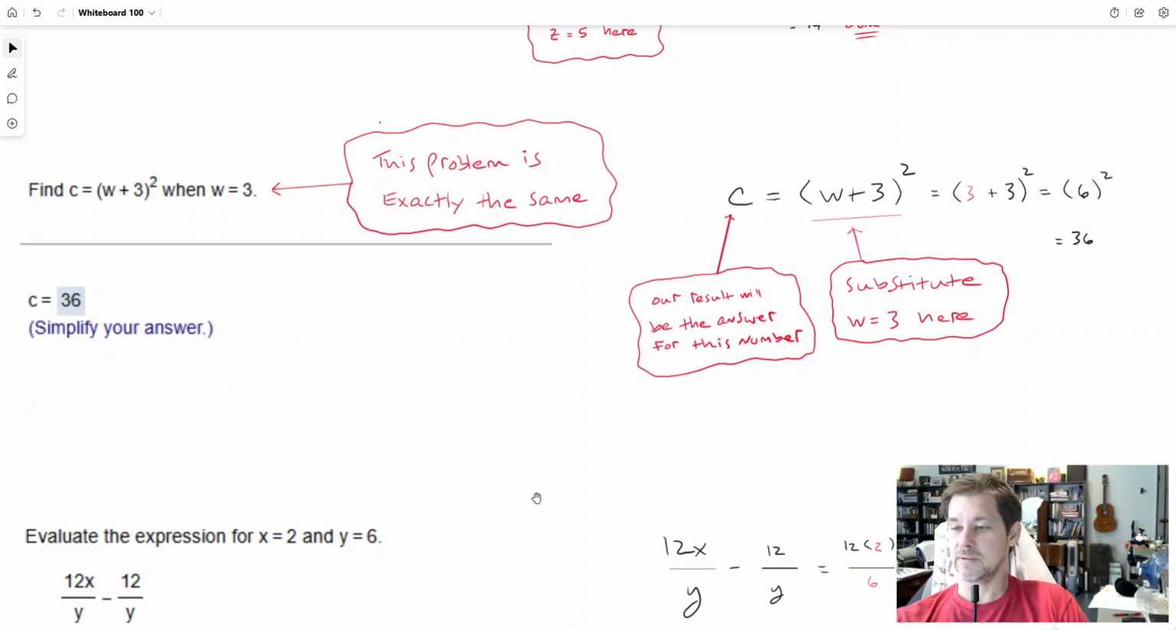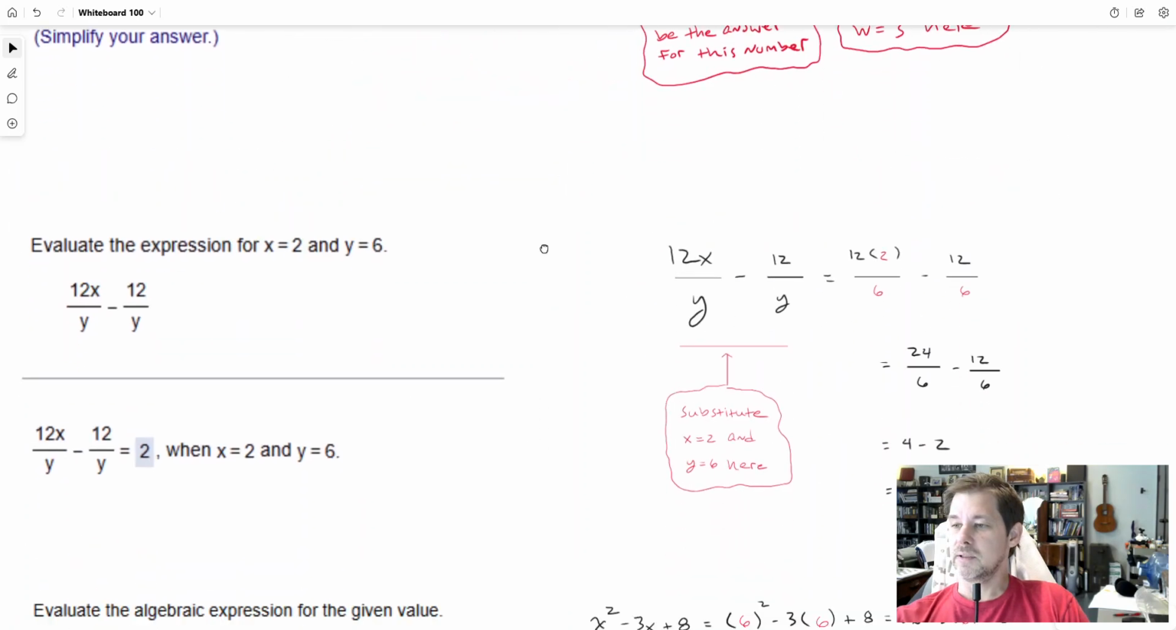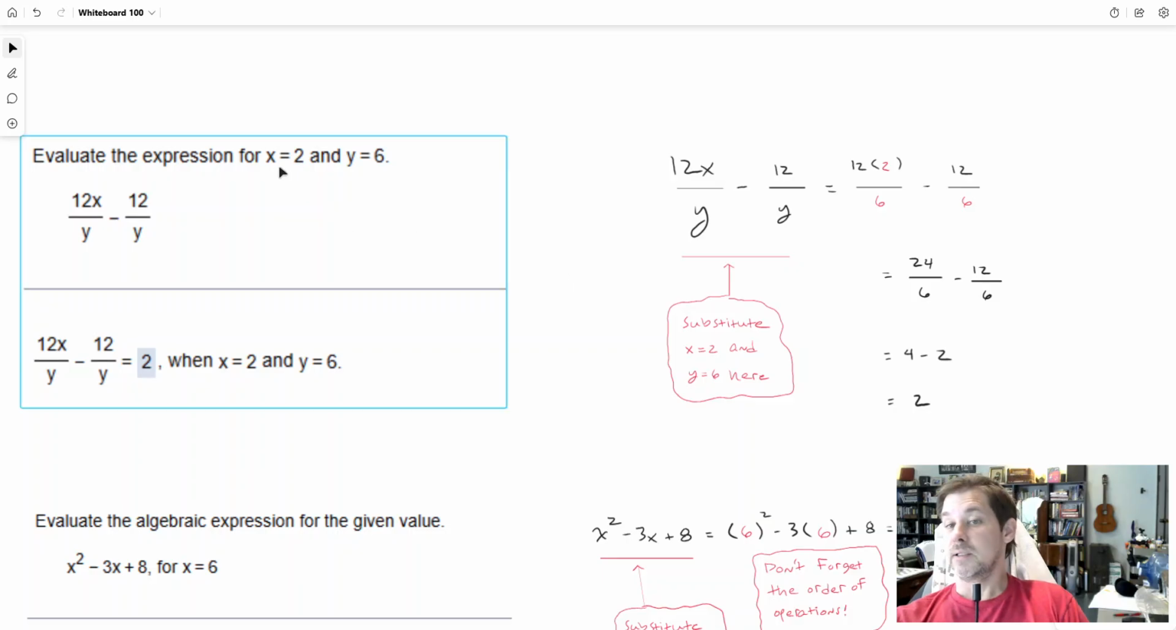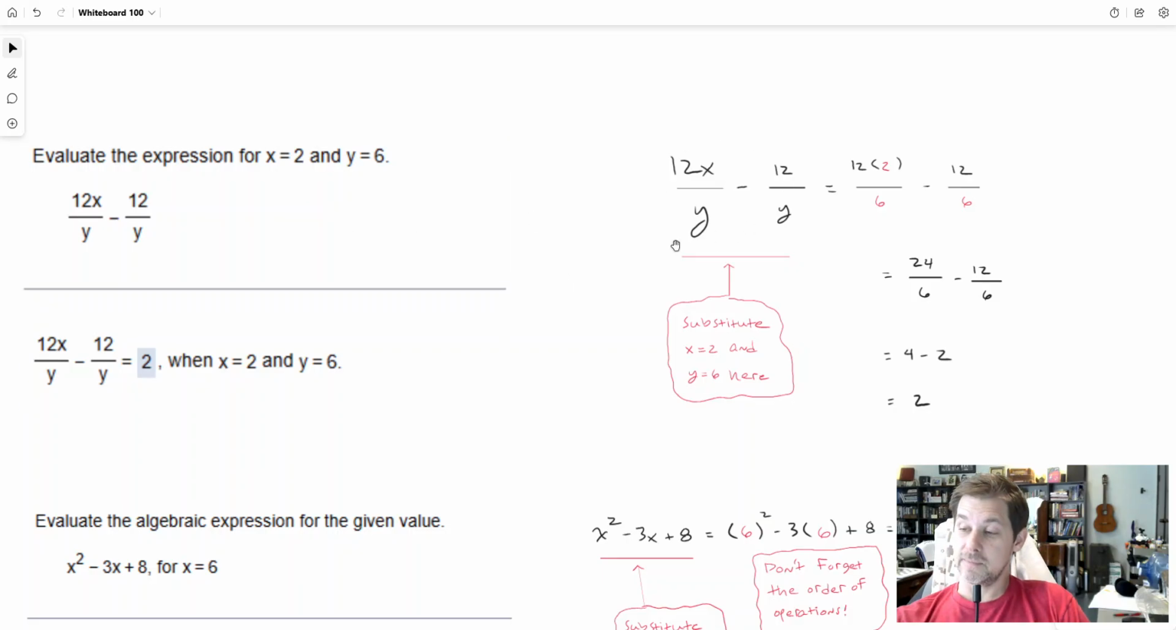Okay, so let's look at more. What about this one? This one's got fractions in it. I see this as 12 times x, then divided by y, subtract 12 divided by y. What do I do there? Well, it says let x be 2 and y be 6, right? So there's our original problem. And within that, as you see it, I'll let x be 2 and y be 6, which you see here.